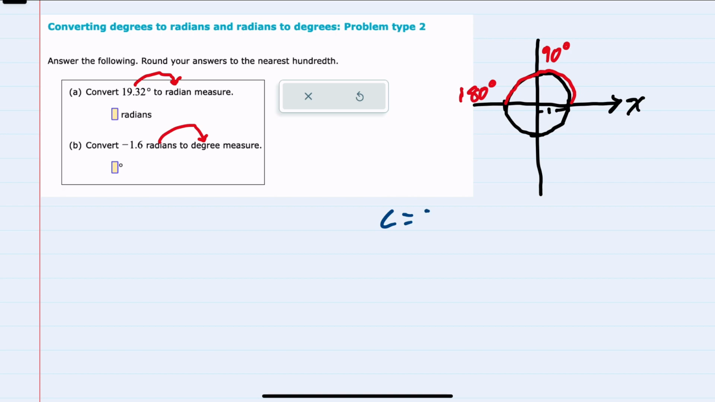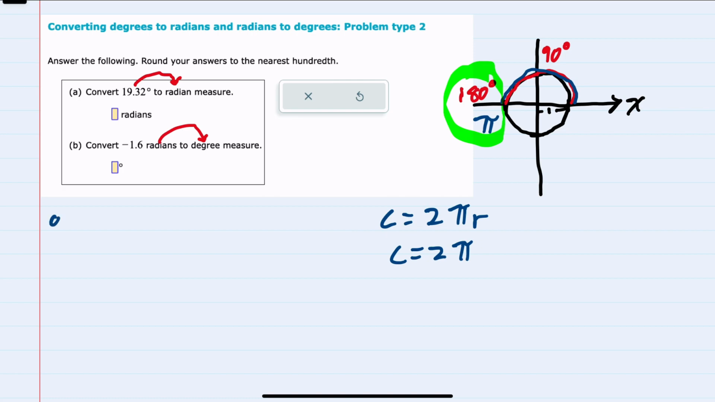And circumference is 2 pi r. Since it's a unit circle, our r is 1. So the full circumference is 2 pi, and that would be going one time around the circle. Going halfway around the circle then would just be pi. And this is our conversion factor that we can use. 180 degrees is equal to pi radians.